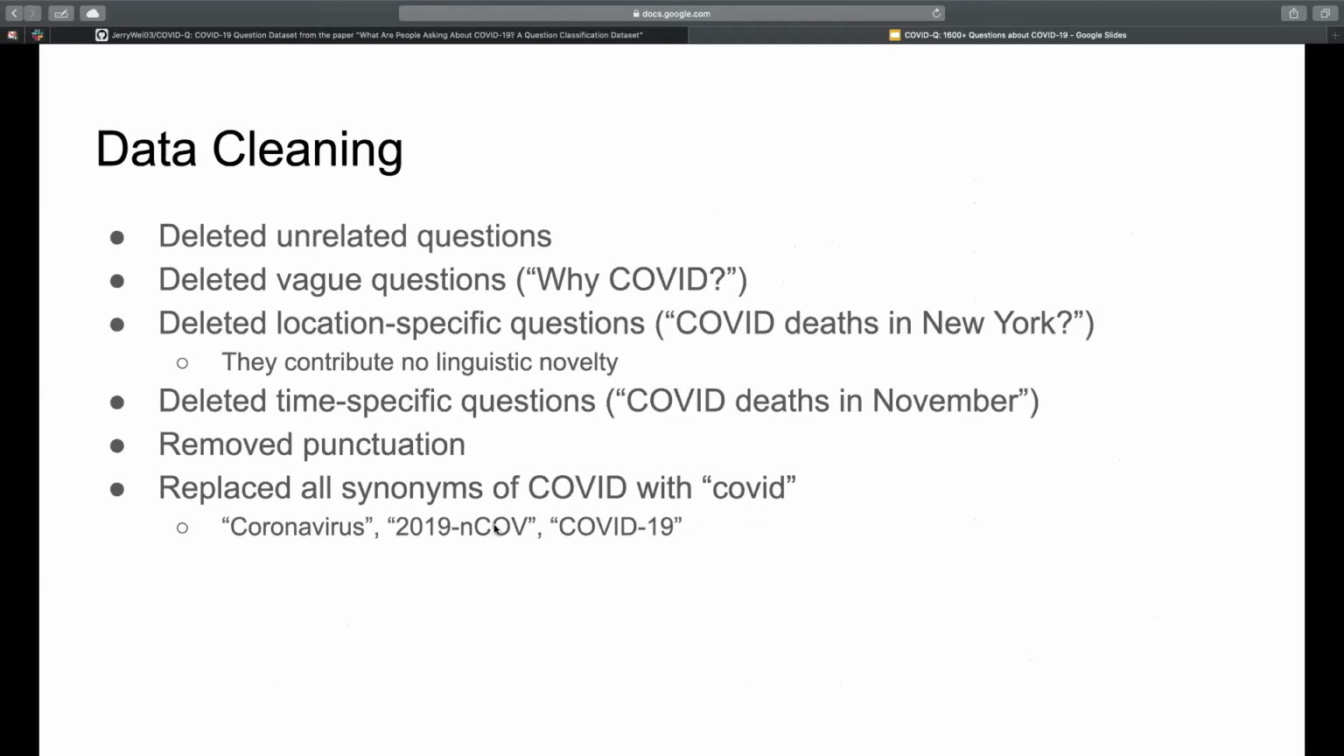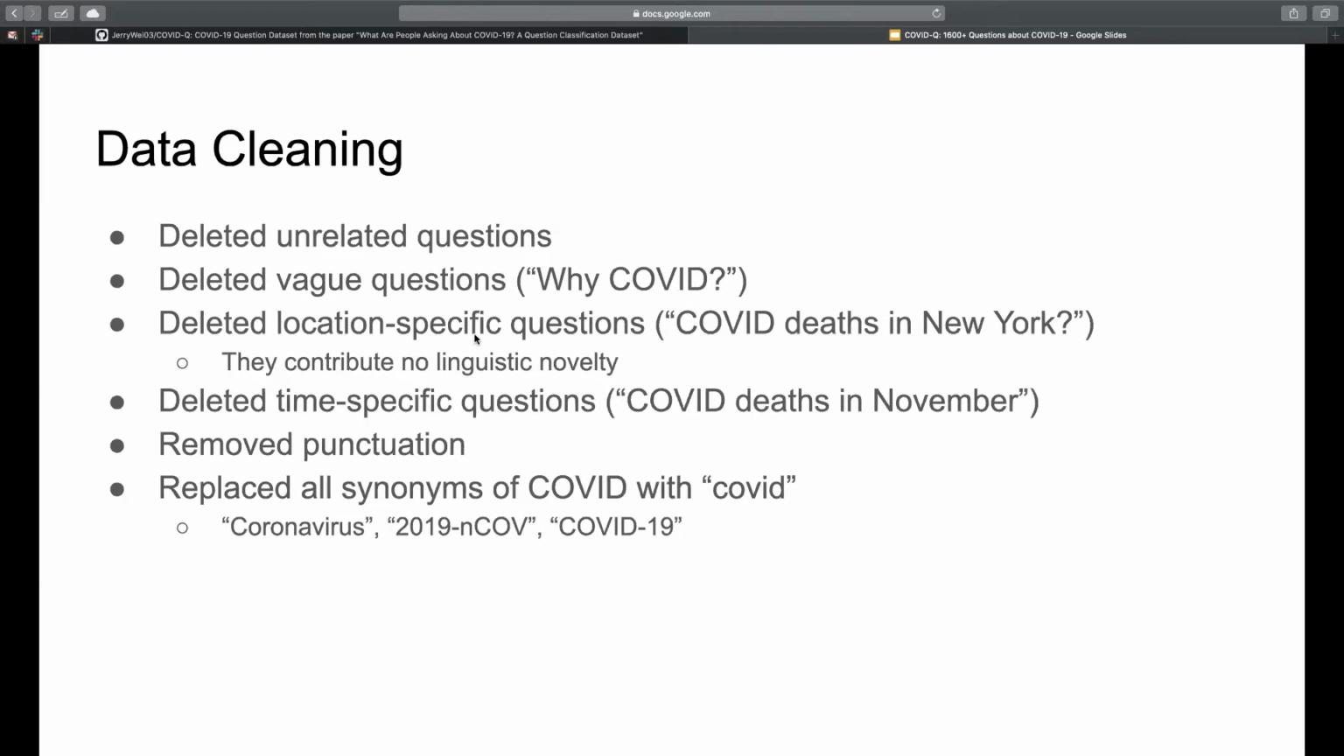So we clean our data set by first deleting unrelated questions. If a question isn't related to COVID-19, we delete it because we want to keep our data set as related to COVID as possible. We also delete vague questions because they require subjectivity to interpret. So for example, the question, why COVID, can be interpreted as, why did COVID happen? Or maybe, why is COVID called COVID? And because there's so many ways to actually interpret this question, we delete it.